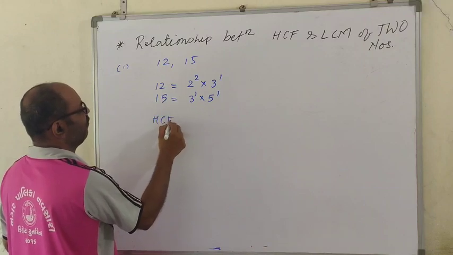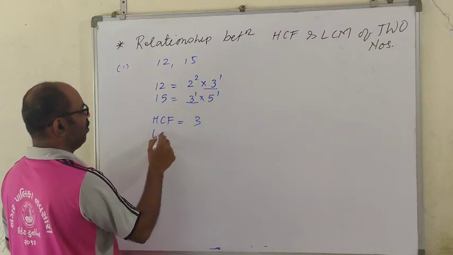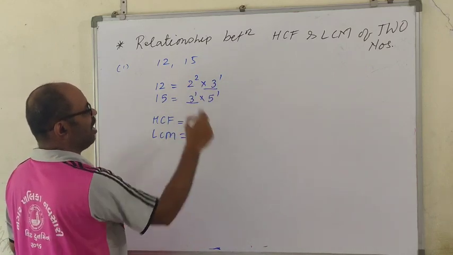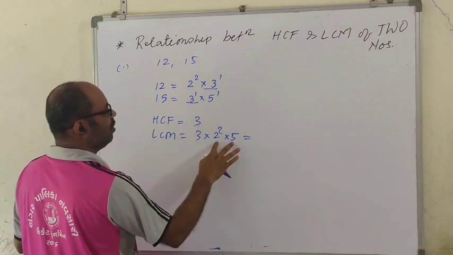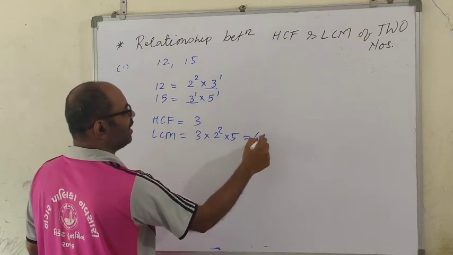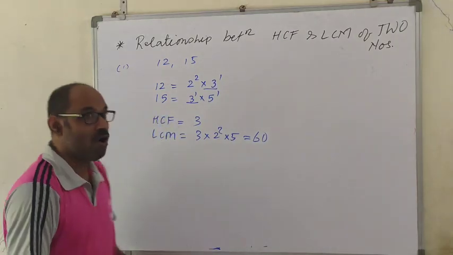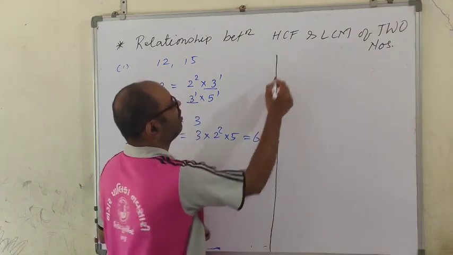So what is HCF, children? Can you tell me directly? HCF is 3. And what is LCM? Yeah, 3 into whatever is left out. 2 square into 5. So that is equal to 3 into 4 into 5, 5 fours are 20, 20 threes are 60. So got it? Alright? Now observe.